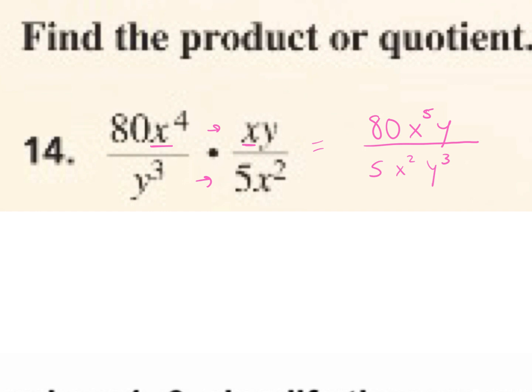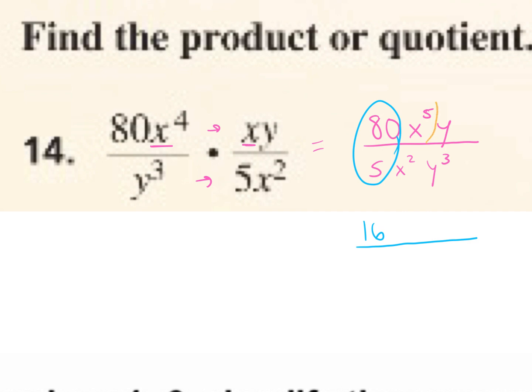So now let's simplify our like terms. What's 80 divided by 5? 16. Does the 16 go on top or on the bottom? On top, because the bigger number is on top. Because it's just 80 divided by 5, that 16 stays on top.